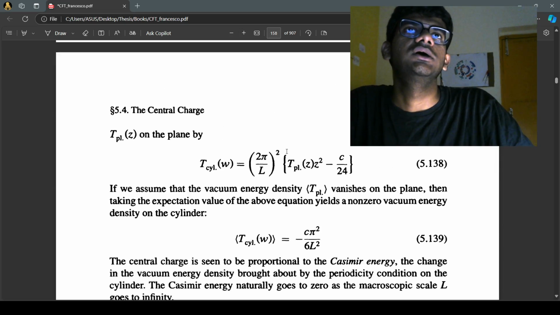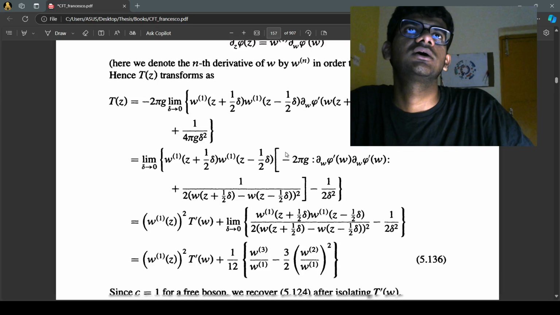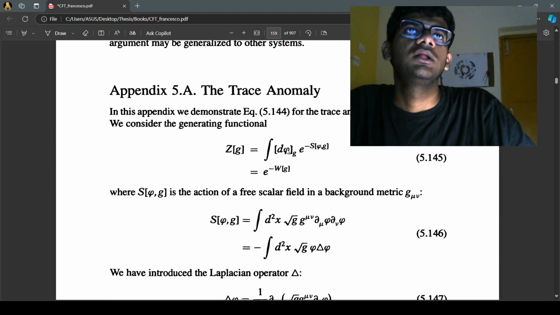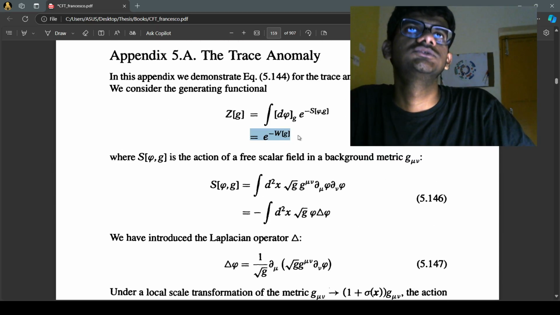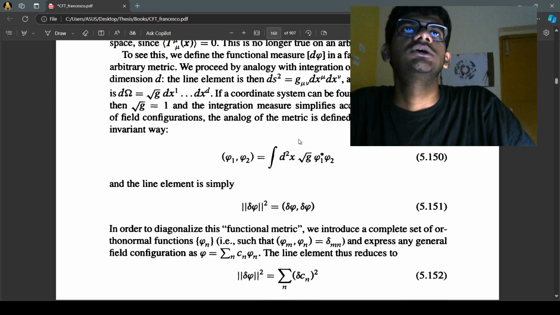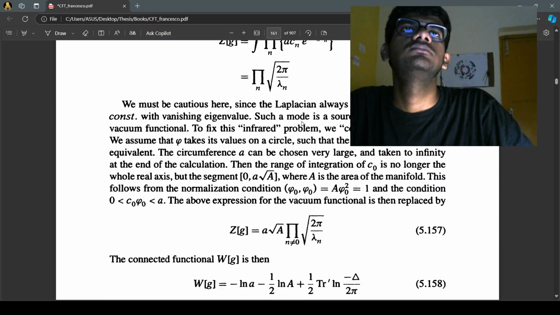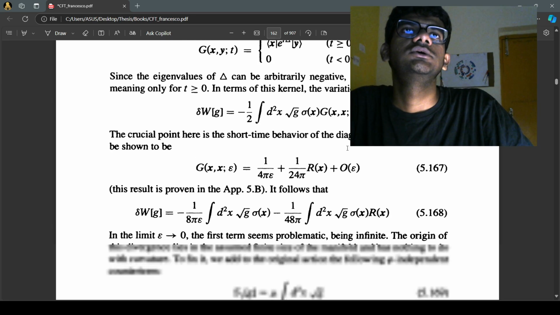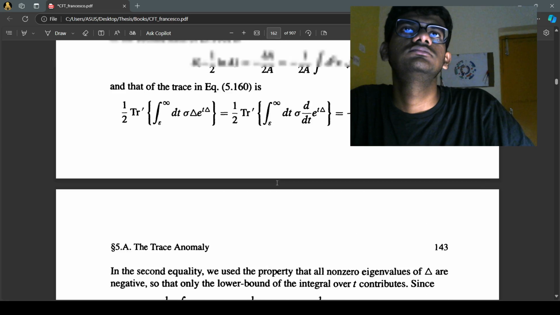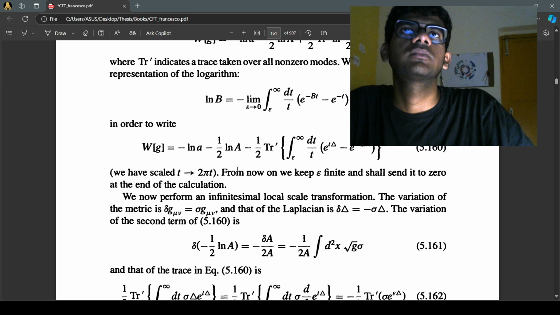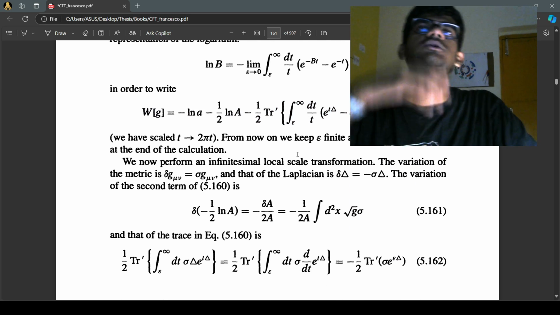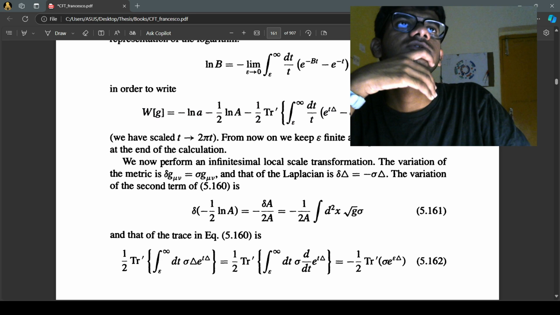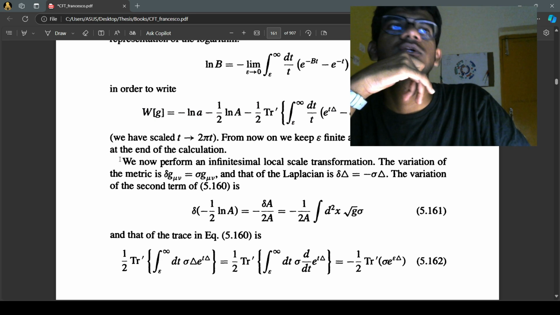So yeah, I think it's more like, sorry, it's more like you use this definition of the connected vacuum function e to the power minus Wg, so that the W becomes actually an integral of... okay, anyway, let's keep on. From now on, we keep epsilon small, and shall turn it into 0 at the end of the calculation.